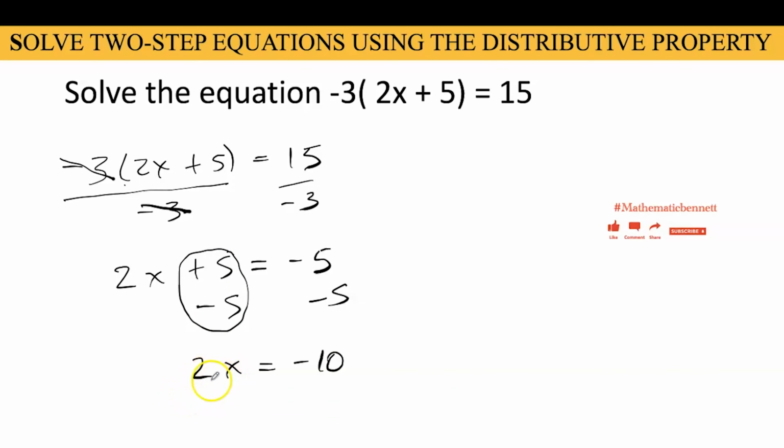From there, to get x by itself, we are multiplying by 2, so we have to do the opposite. We have to divide by 2. Dividing by 2 would cancel out these two, so we have x is equal to -5. We can check our answer.